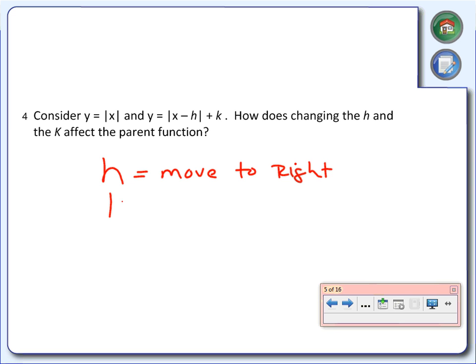How about the k? What is the k going to do to the graph? Move it up. It's going to move the graph up. So that's what the h and k does to our absolute value. By the way, anybody know what the shape of that absolute value is? V. Remember, that is our V shape.